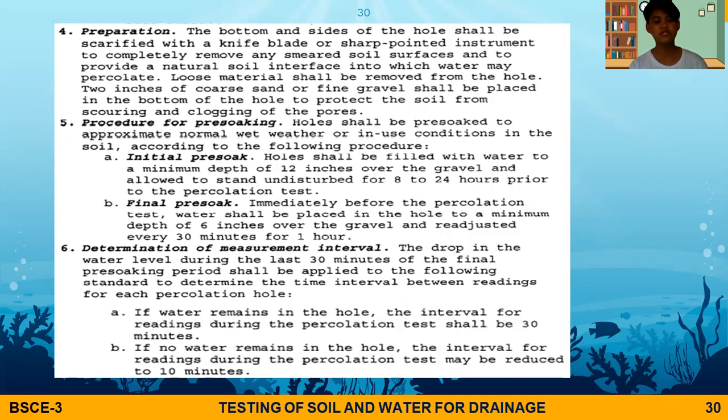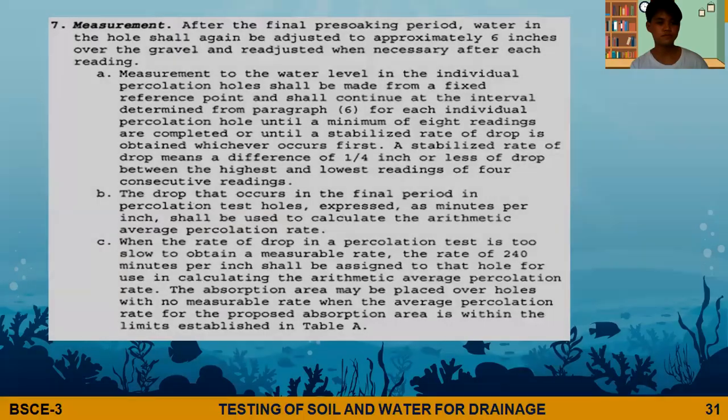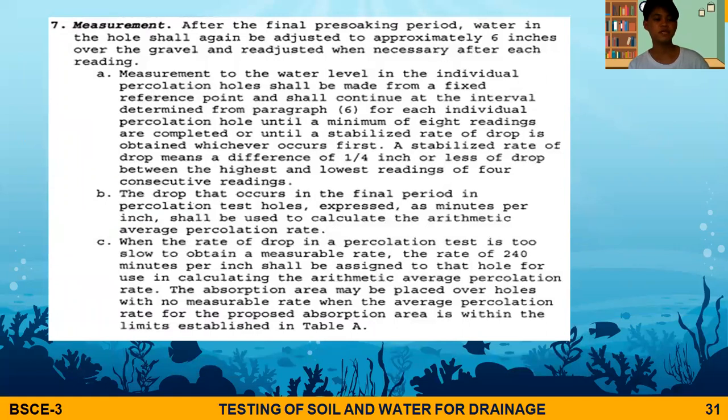Number 6 is the determination of the measurement interval. The drop in the water level during the last 30 minutes of the final pre-soaking period shall be applied to the following standard to determine the time interval between readings for each percolation hole. Number 7 is the measurement. After the final pre-soaking period, water in the hole shall again be adjusted to approximately 6 inches over the gravel and readjusted when necessary after each reading.